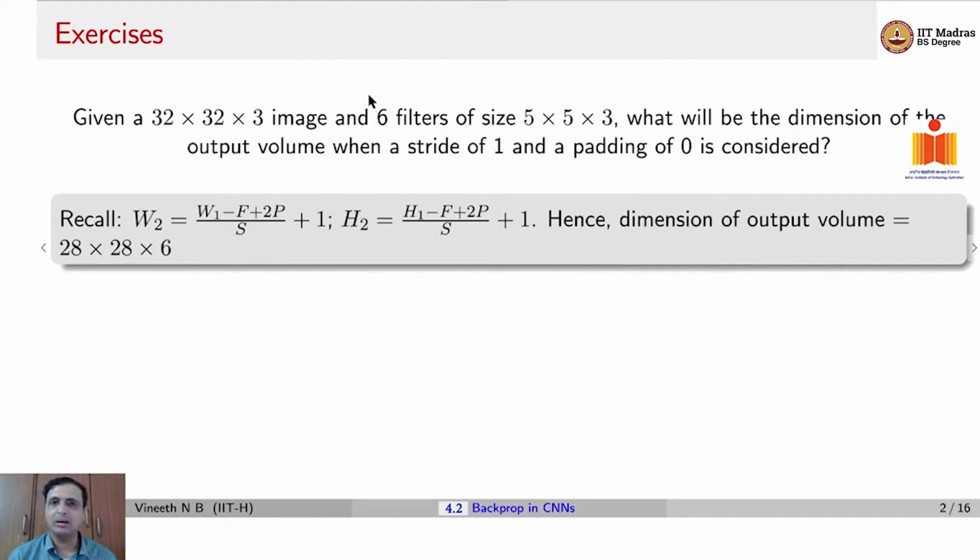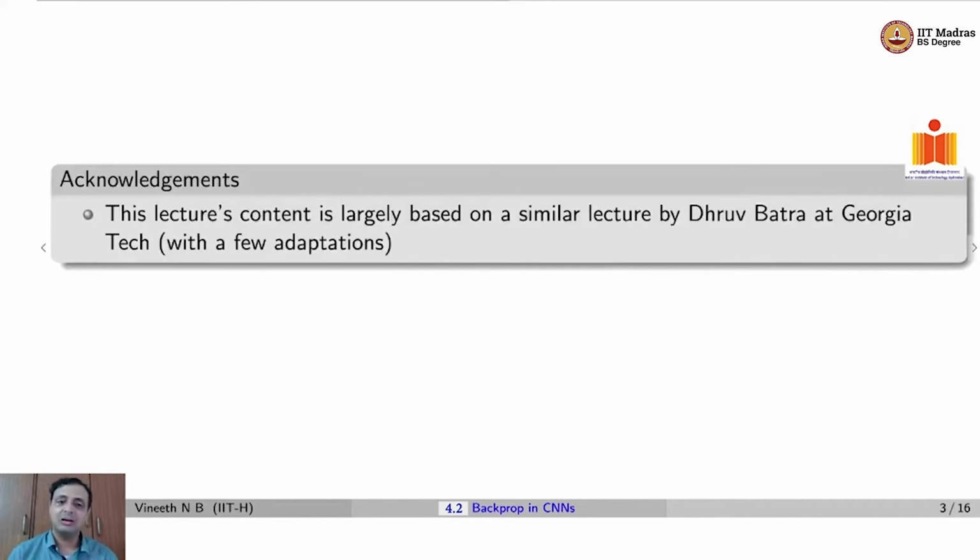We did leave behind another question, which was, is the max pooling layer differentiable and how do you backpropagate across it? This is something that we will visit at the end of this lecture. Let's now start and try to do backpropagation across a convolutional layer first. A large part of this lecture's content is adapted from Dhruv Batra's excellent lectures at Georgia Tech.